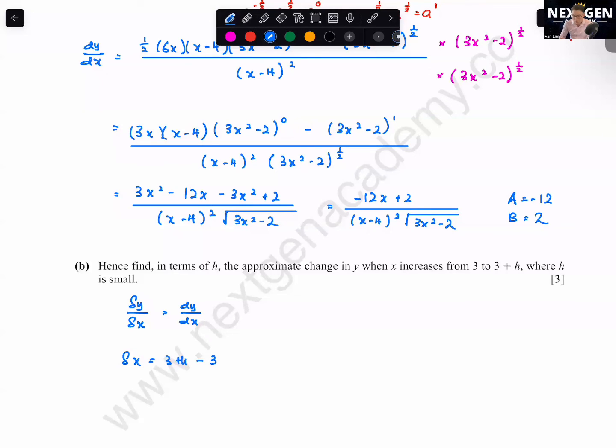Okay, what does it actually mean? Delta is small. Delta means small change. Okay, so my delta x is h. Okay, how can I find my dy over dx? X equals to 3. Dy over dx, we substitute the 3 inside. So negative 12 times 3 plus 2 over square root.